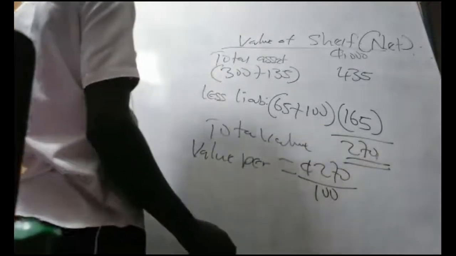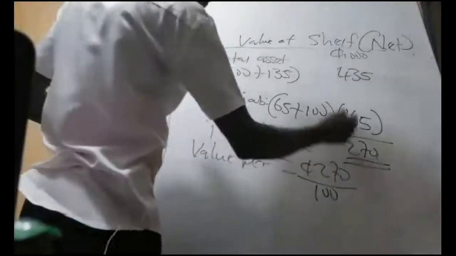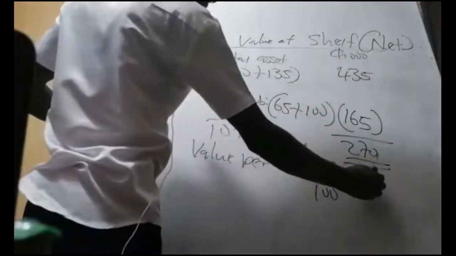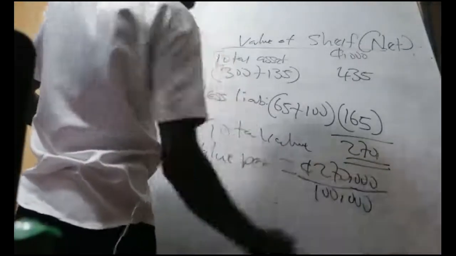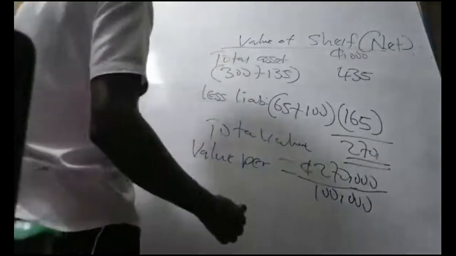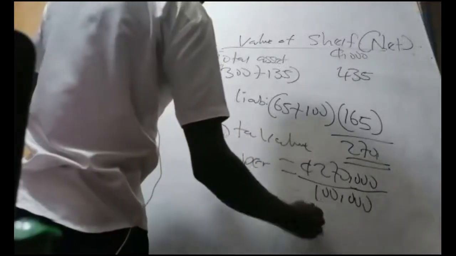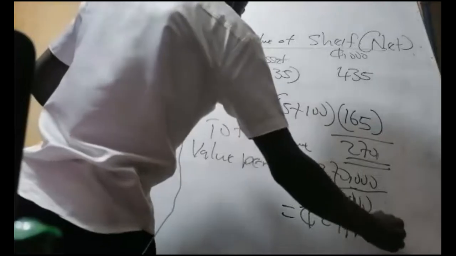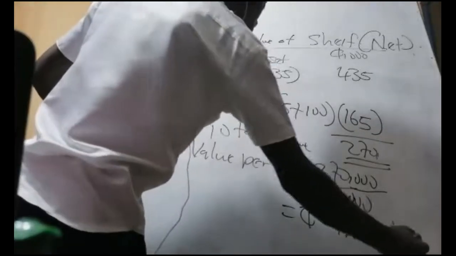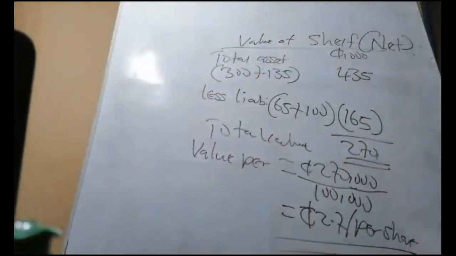It's 100. Please, if you don't want trouble, locate your 3 zeros and bring them to this one. This one is in 3 zeros. You don't want trouble. Good. So that's the value. So the answer will be 2.7 Ghana cedis per share. Perfect. We are done.